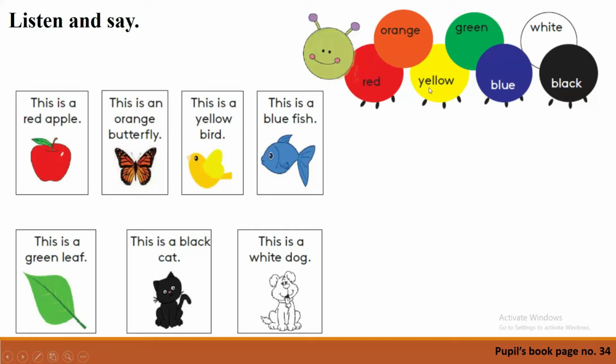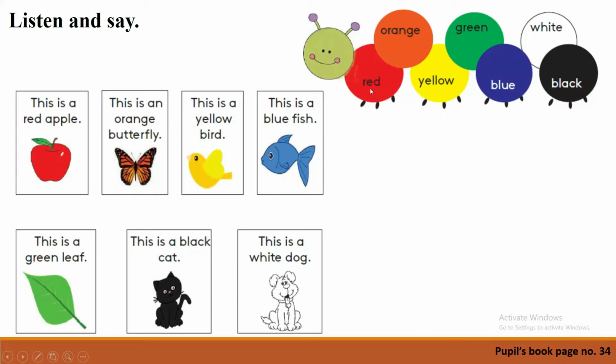Now look at your page. On the top of the page, who is this? Yes, he's a worm. Yes, look at his body. What is it made of? Yes, with different colors. What are the colors? Yes, red, orange, yellow, green, blue, white, black.